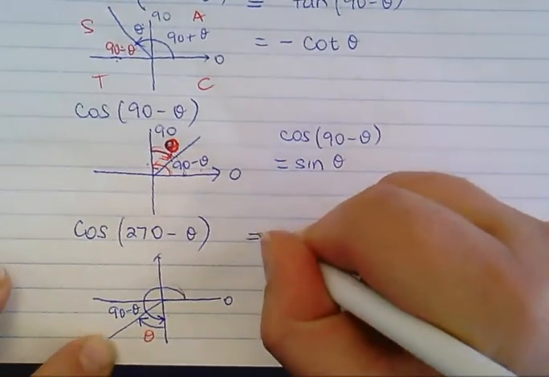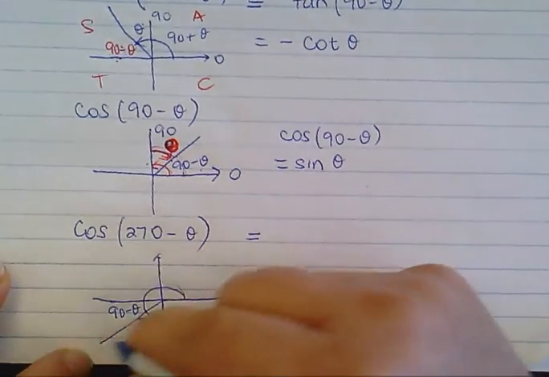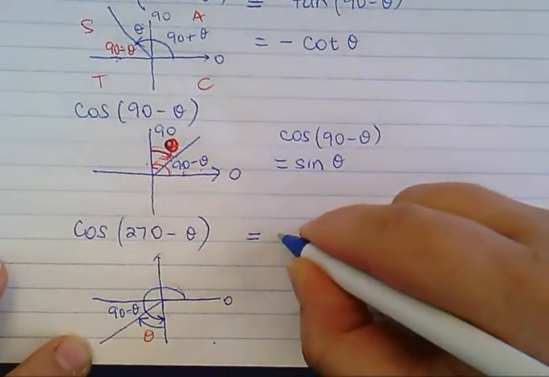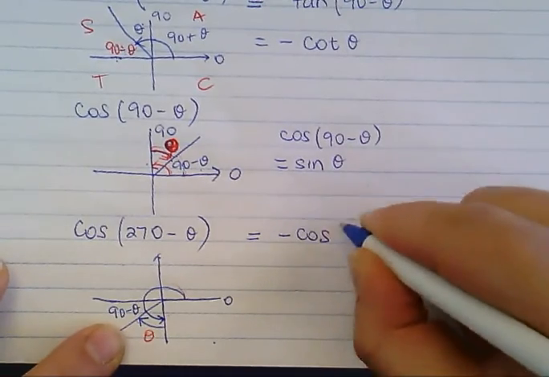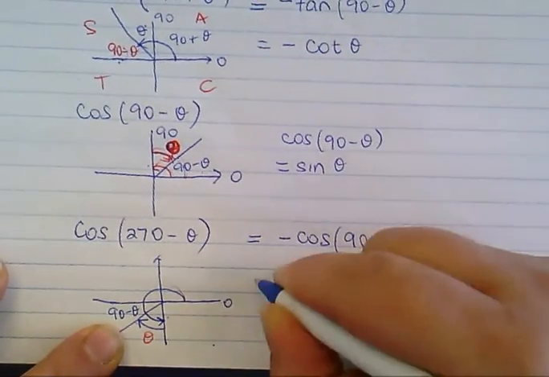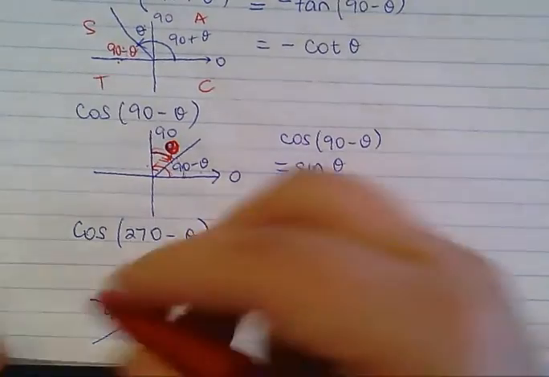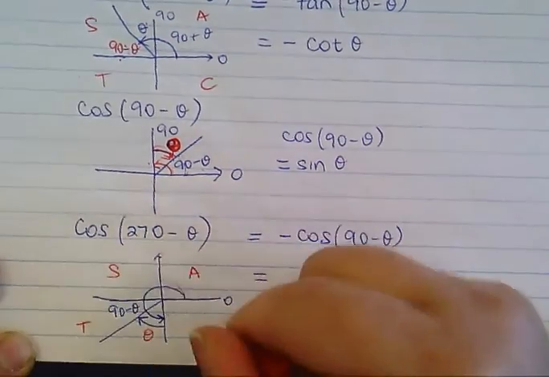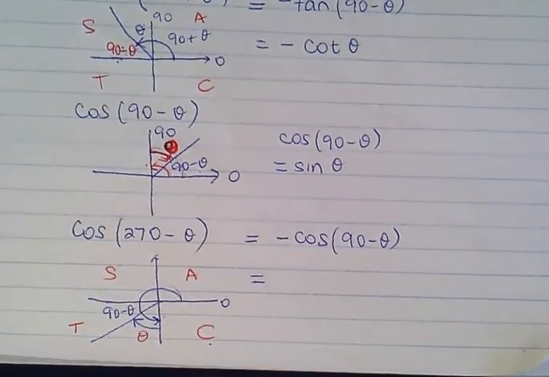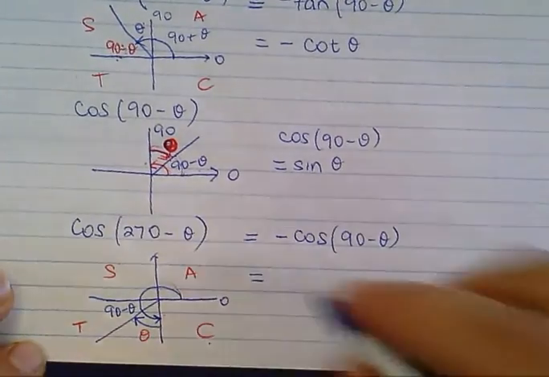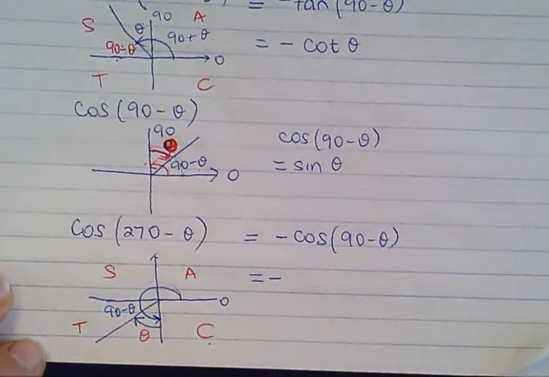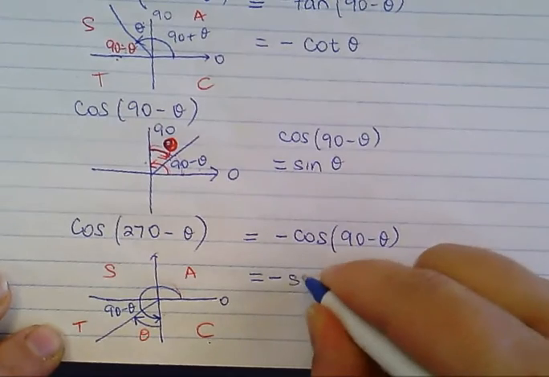So this is the same, all stations to central. Is it negative? Negative cos of 90 minus theta. So all stations to central. All right, what's the cos of 90 minus theta? We stick the negative because there's a negative. Sine. Negative sine theta.